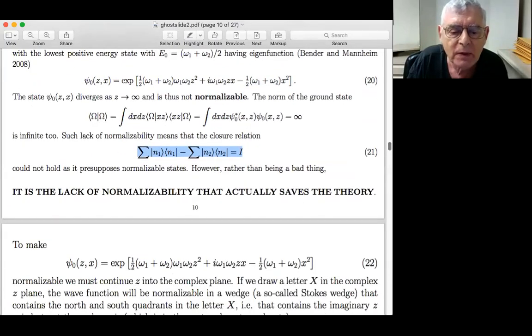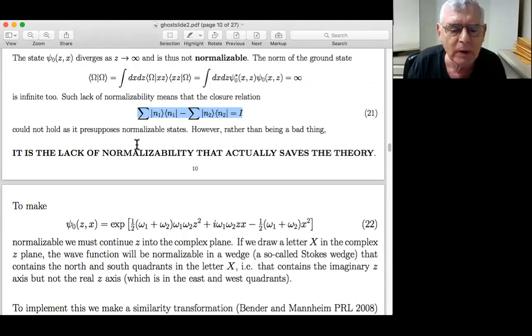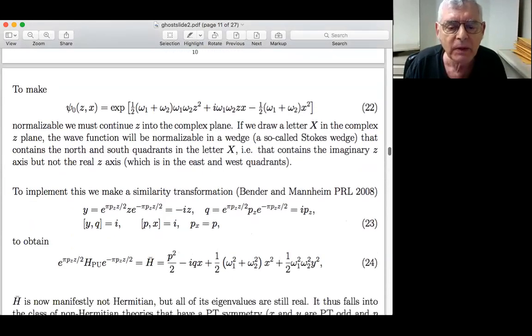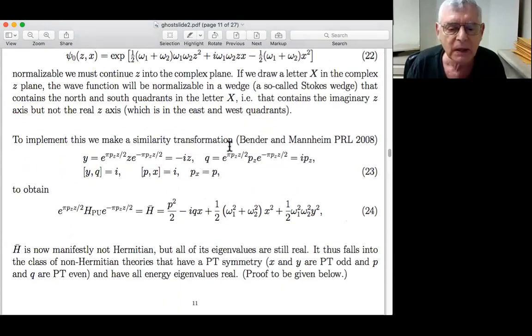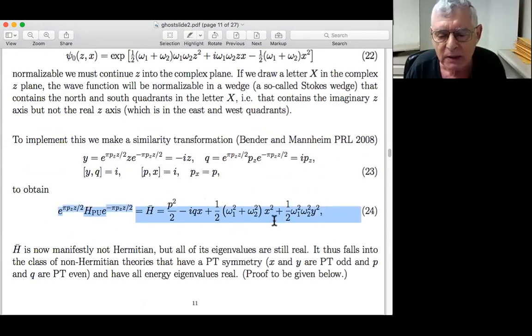However, rather than being a bad thing, namely having non-normalizable states, it's the lack of normalizability that will actually save the theory. How do you make the theory normalizable? You have to continue z into the complex plane. Now, the simplest way to do this is to make a similarity transformation. z goes to minus iz, q goes to ipz, and then the Hamiltonian takes this form, p squared minus iqx plus x squared plus y squared. And under a similarity transformation, we now see the minus sign, and now we know the theory is not Hermitian.